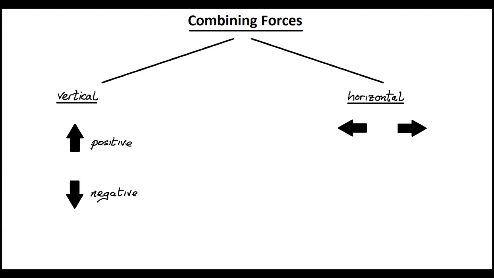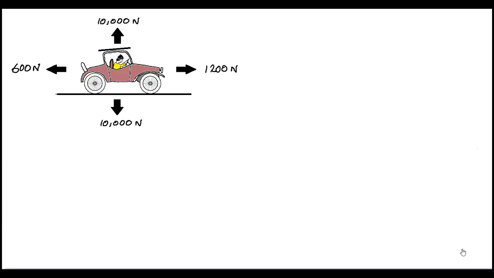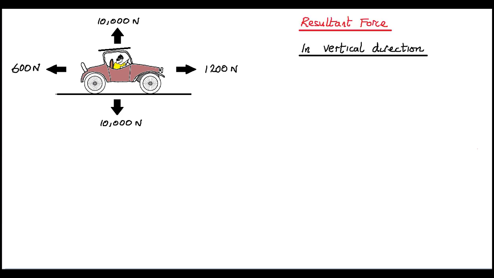Whereas in the horizontal direction, the arrow to the right is always positive and the arrow to the left is always negative. So for example, if you have a situation where a number of forces are acting on a body, as in the case of this car, then what you'll need to do is, first of all, to determine the resultant force of the forces acting in the vertical direction first.